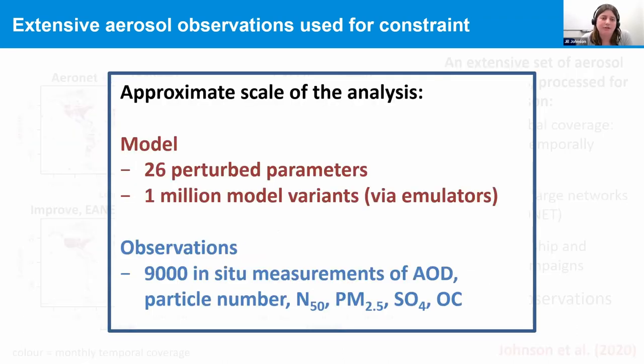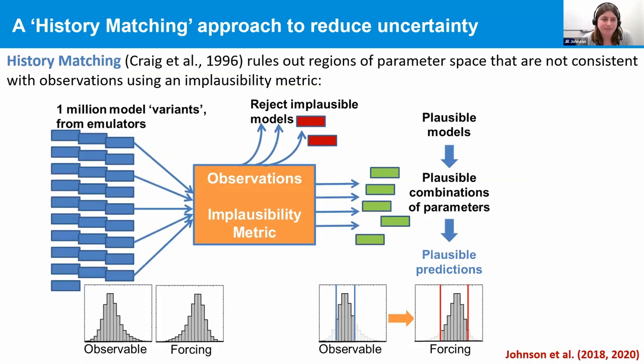Just to really highlight the scale of the analysis, we had 26 perturbed parameters, so a 26-dimensional parameter uncertainty space to explore. From that, we generated a million model variants using Gaussian process emulation. And we compared each of those model variants, each of those parameter combinations, to each of our 9,000 in situ measurements of these six different aerosol properties. So really large scale.